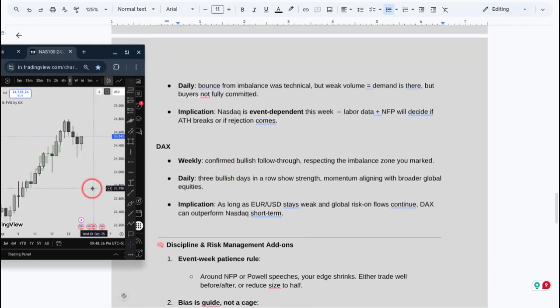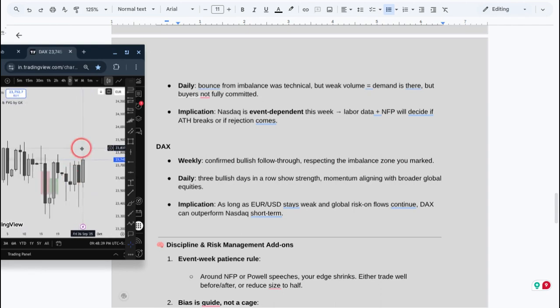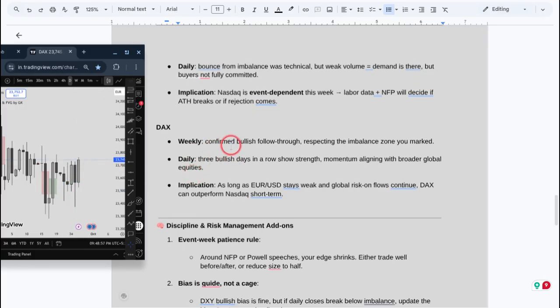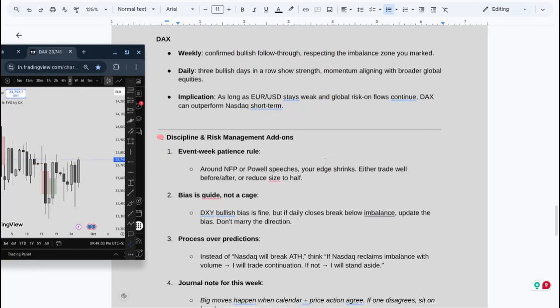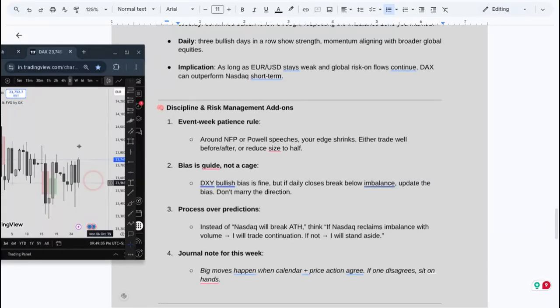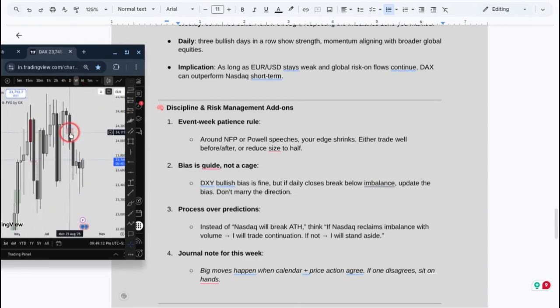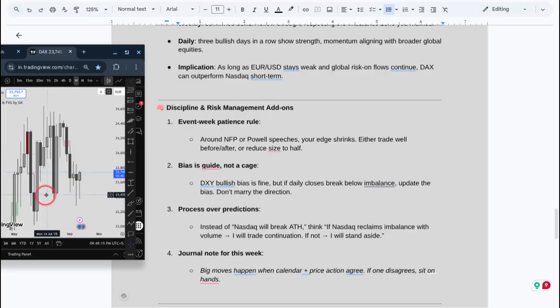After that, now we will go to the DAX, which is the German index. We respected this zone, which was a strong support zone, a sell side imbalance plus buy side imbalance overlapping. So the market respected this. It was exactly like it was in DXY. So confirmed bullish, follow through respecting the imbalance zone. I'm expecting the upcoming week also to be bullish for DAX till this sell side imbalance, and we have taken the liquidity of these two lows.